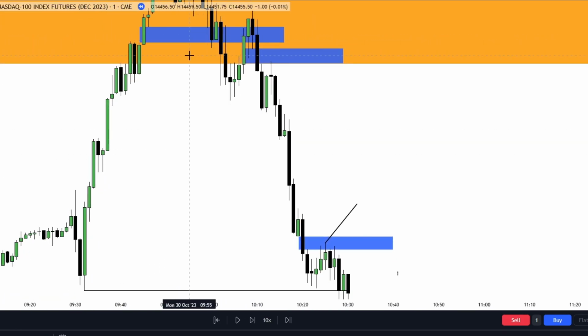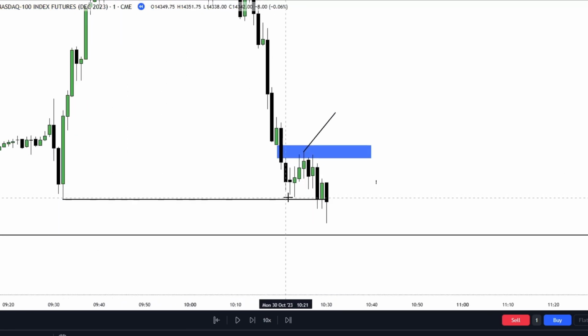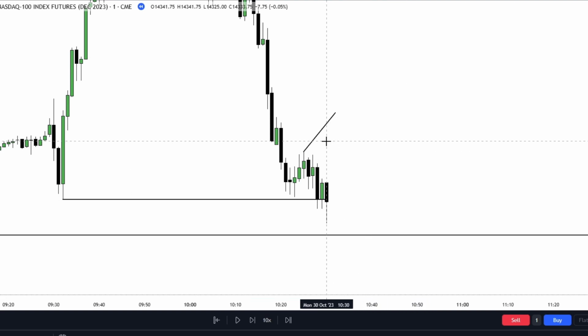So in total, I entered here, entered again here, and then I entered again here, and then I exited everything here except for a few contracts that I left running, and then I trailed my stop loss and got stopped somewhere around here, right? So that was the first trade coming into the week.